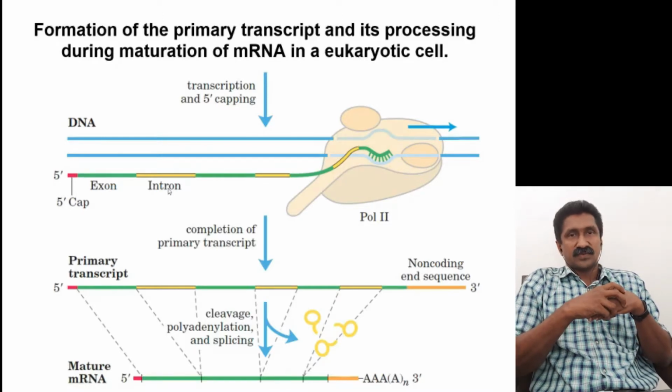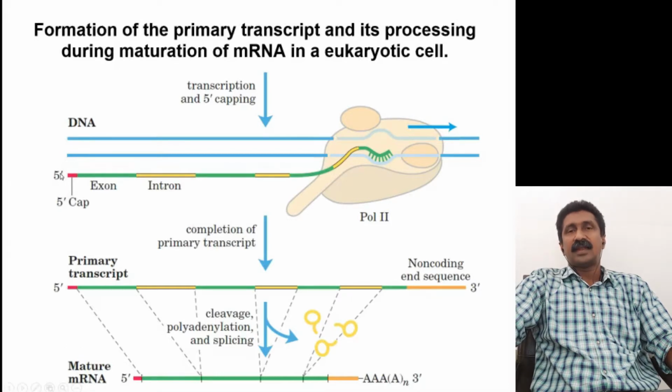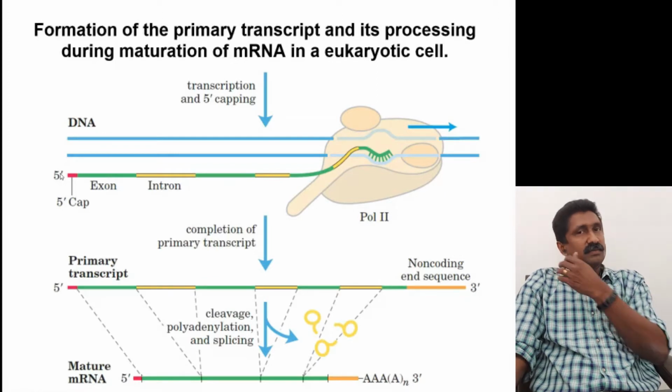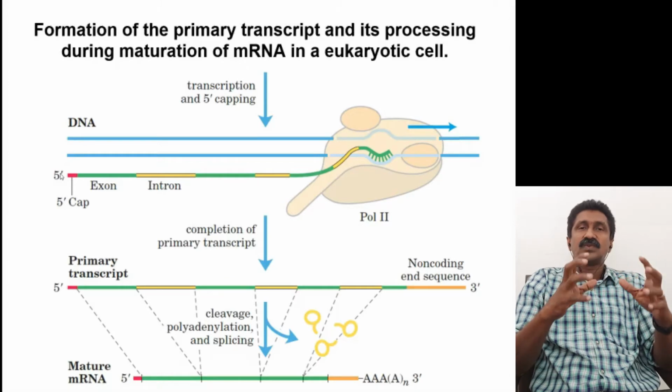And there is also another point that you have to notice, that is a 5' cap is added to all the eukaryotic RNAs during the production, and we will see the details, and it has its own significance and role.